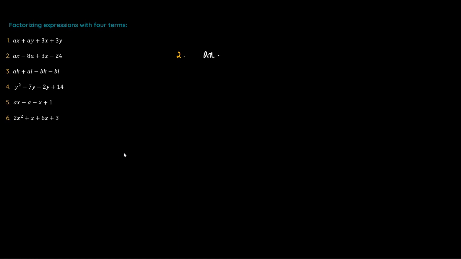ax minus 8a plus 3x minus 24. So we do the same thing again. We pair up the first and the second term, and let's pair up the third and the fourth term together. Now let's factorize. The first pair has a in common, so I take a out, and what goes inside the bracket would be x and negative 8. x and negative 8.